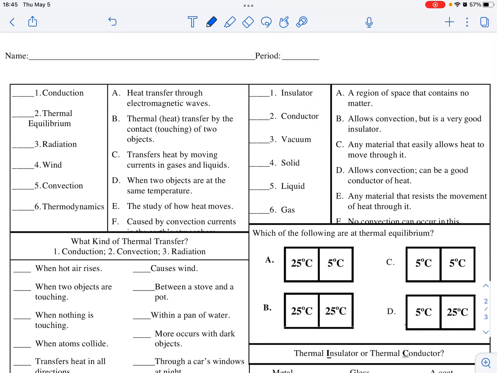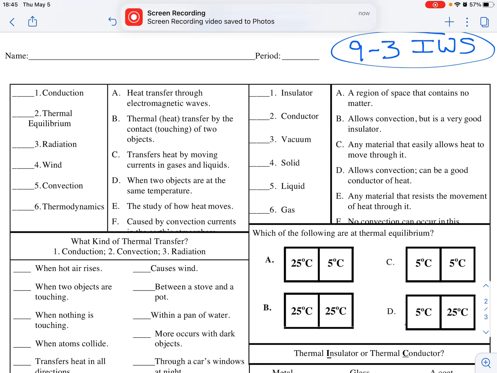This is part 2 of the 9-3 instructional worksheet. Please stay engaged and get this whole thing done. So now we're going to be talking about 6 terms: conduction, thermal equilibrium, radiation, wind, convection, and thermodynamics. I'll be looking at each one of these, and if you're sitting doing this, you can respond, whatever.